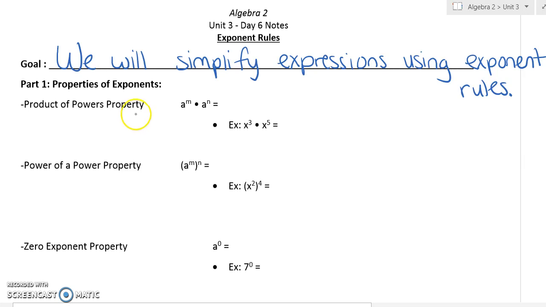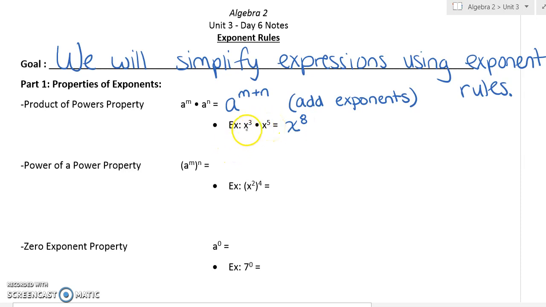The product of powers property, which is a to the m power times a to the n power, is when you take a to the m plus n power. In other words, you would add their exponents. In an example such as the one below, x to the third times x to the fifth, the answer would be just x to the eighth. So you would add 3 plus 5.